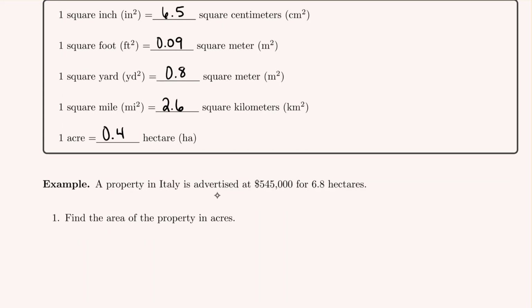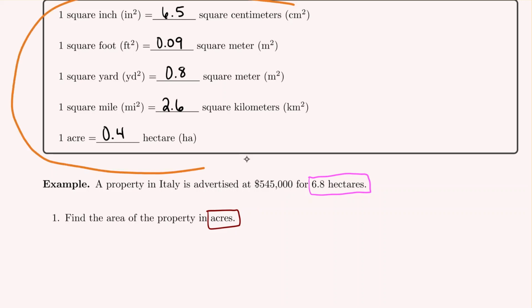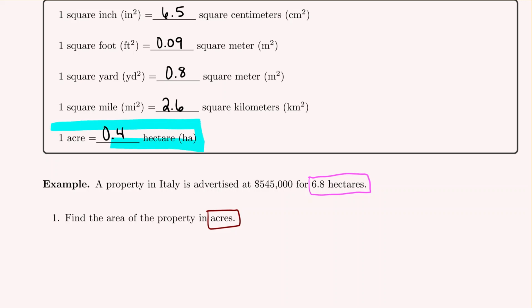It says a property in Italy is advertised for $545,000 for 6.8 hectares. Find the area of the property in acres. So we want to convert this number given in hectares to acres. So in order to convert between these two, we look back at our list and we ask ourselves which of these would help us convert between hectares and acres. Mentally focus on which of these is the useful conversion factor. This is our relevant quantity. 1 acre is 0.4 hectares.